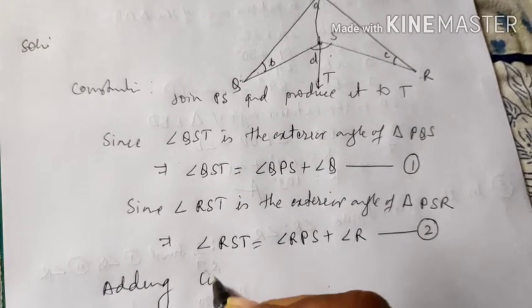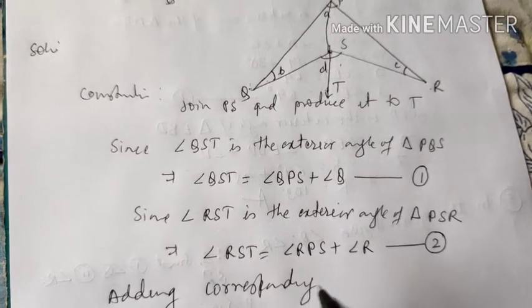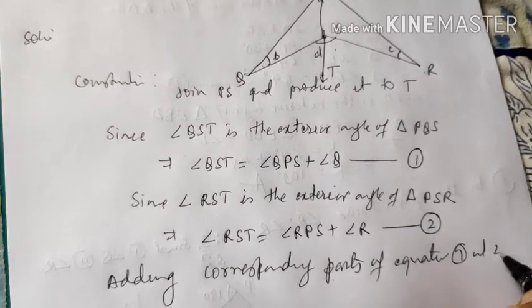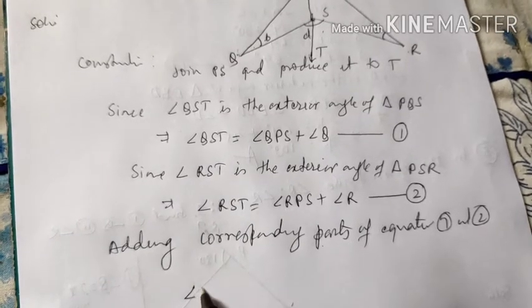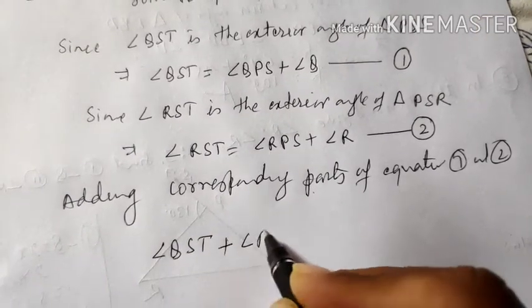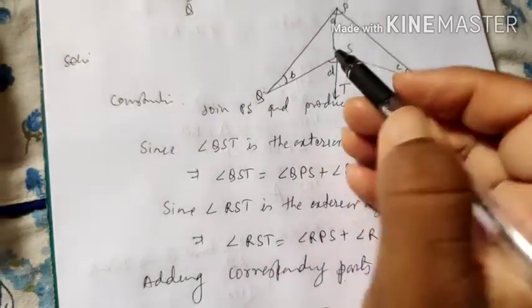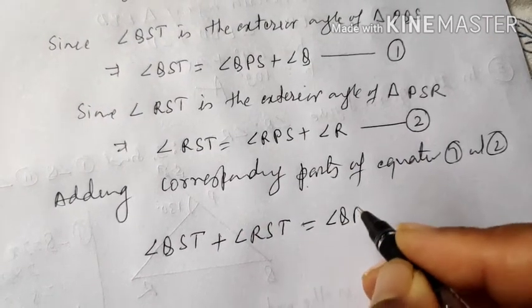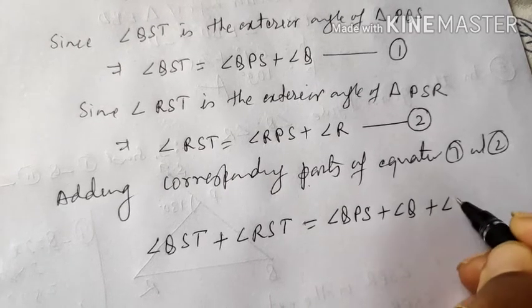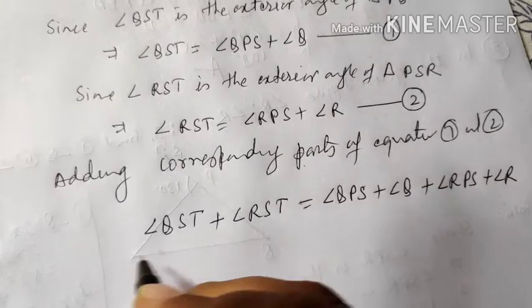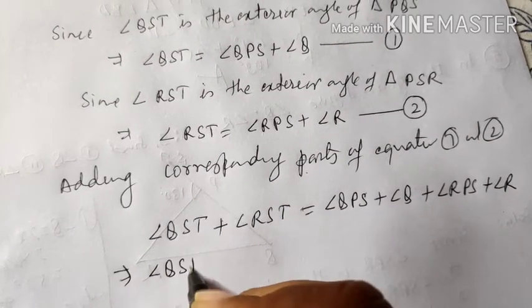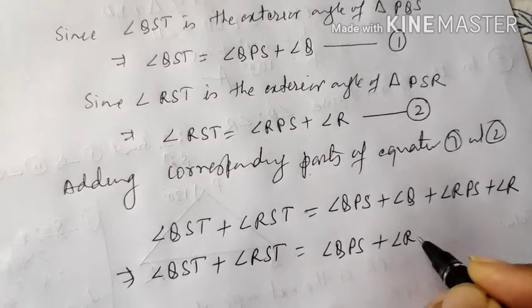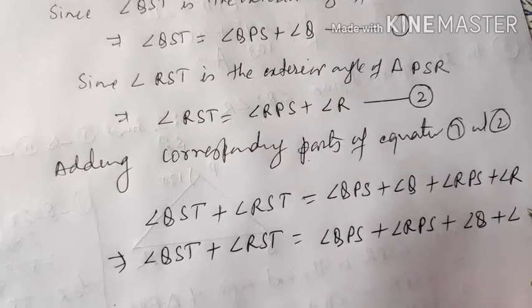Adding corresponding parts of equation 1 and 2, we see that angle QST plus angle RST equals angle QPS plus angle Q plus angle RPS plus angle R. This implies angle QST plus angle RST equals angle QPS plus angle RPS plus angle Q plus angle R.